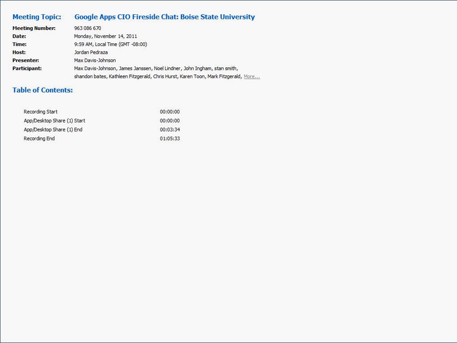Probably look at the breakdown of those. 45,000, about half of those, are docs. About 21,000 are spreadsheets. We've got about 10,000 that are PDFs that are being shared. The rest are others, and probably about 1,000 presentations that we're sharing out there in the Google Apps domain.